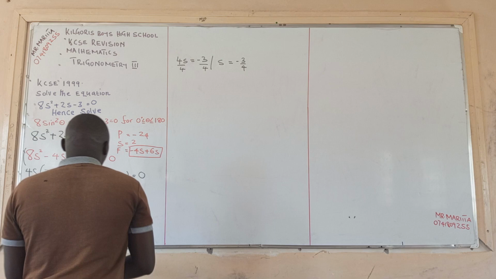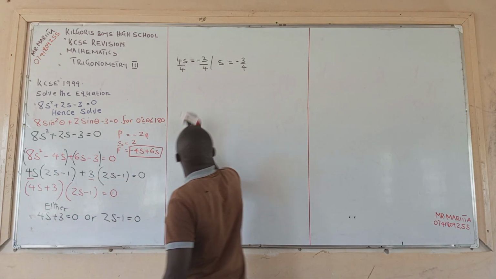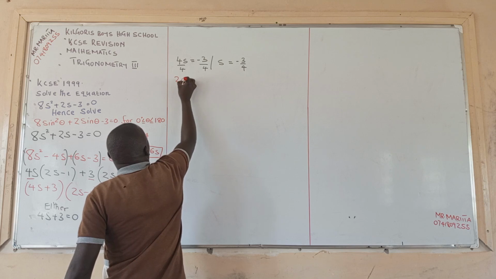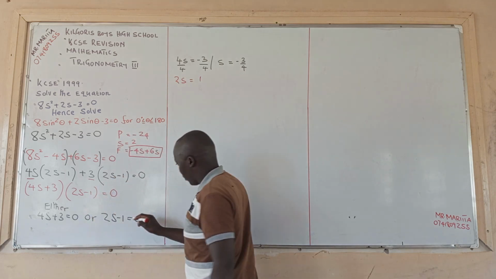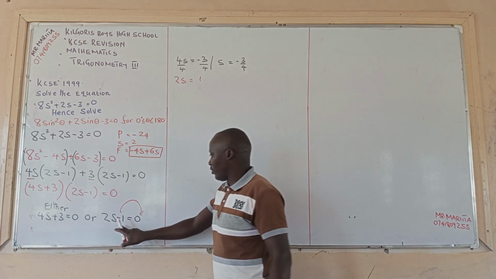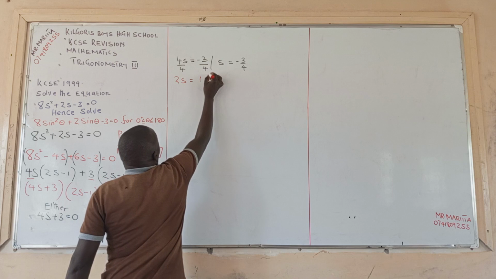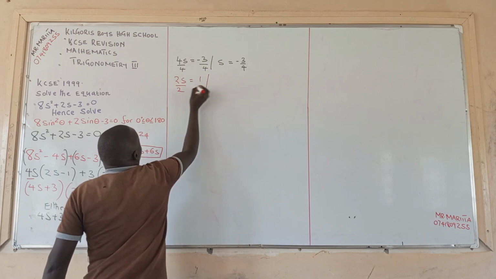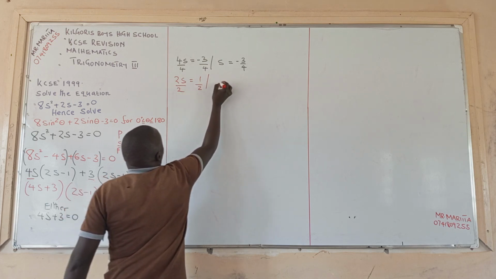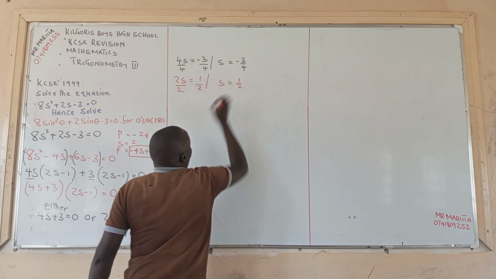On the other side, we have 2s minus 1 is equal to 0. So we have our 2s is equivalent to 1. Because we have that 1, we bring it on this side, it changes the sign from being negative to being positive. We divide it by 2 on both sides. So the value of s is equivalent to a half.